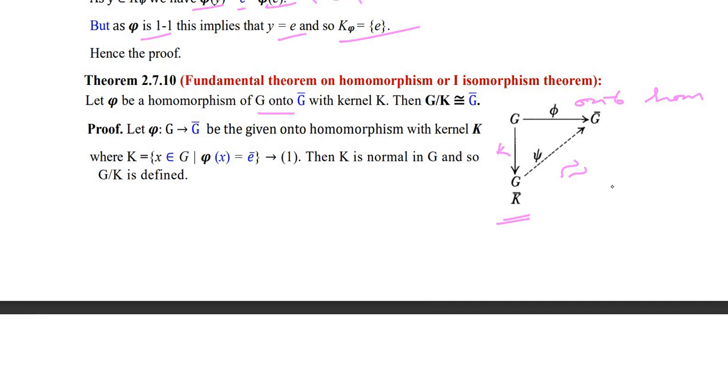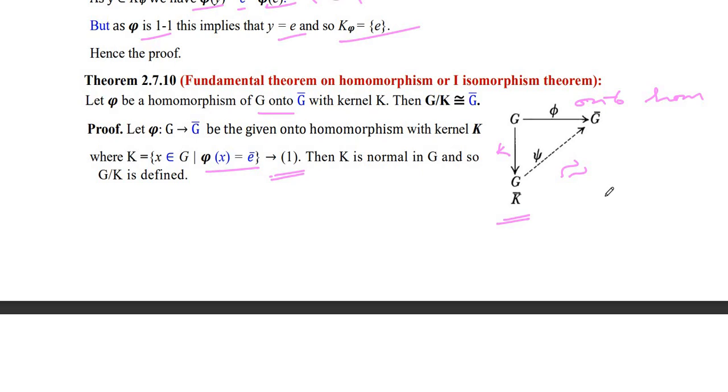So what is given? First we write: let phi from G to G bar be the given onto homomorphism with kernel K. K means the kernel, so all those elements which are mapped onto the identity element of the codomain. That is named as equation 1. Now we already know that the kernel of a homomorphism is a normal subgroup of G. So K is normal in G, so G mod K is defined and it exists as a group, the quotient group.